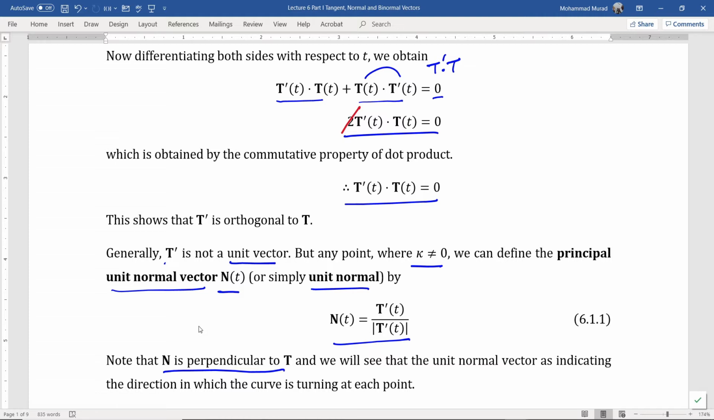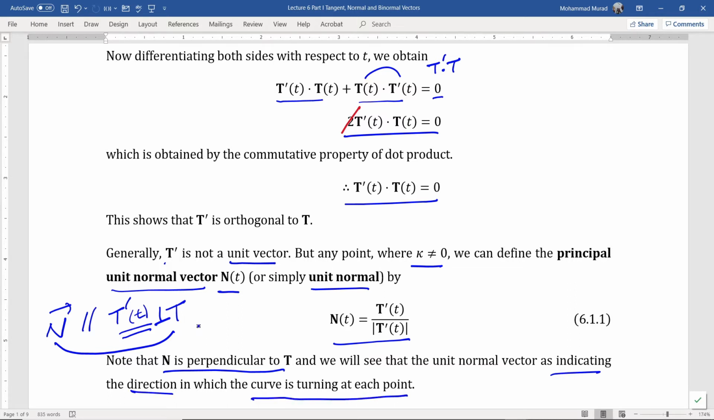Note that the unit normal is perpendicular to the vector T. Since N, the unit normal vector, is parallel to the derivative of the unit tangent vector, but the unit tangent vector is perpendicular to the derivative of the unit tangent vector, N must be perpendicular to the unit tangent vector T. And we will see the unit normal vector as indicating the direction in which the curve is turning at each point.